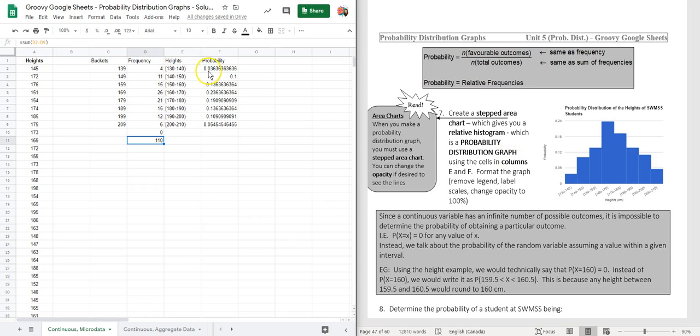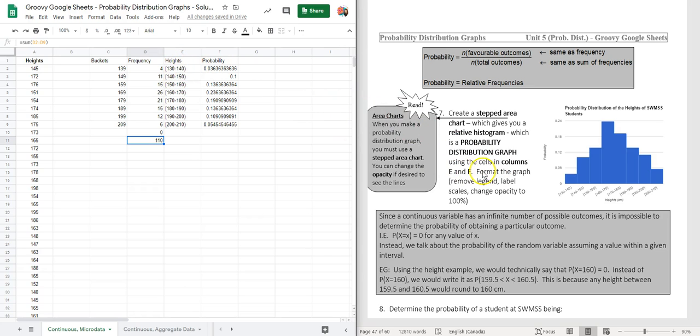So rather than saying that approximately 3.6% of students are between a height of 130 to 140, or sorry, 130 to 140 centimeters, now it's just saying if we were to pick a student at random, there is approximately a 3.6% chance, or the probability is approximately 0.036, that the student would be in the height of 130 to 140.